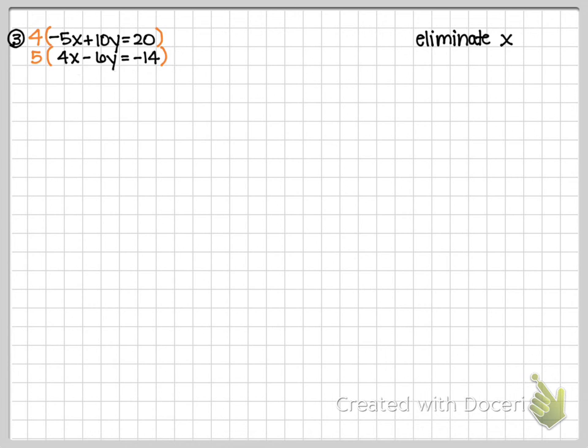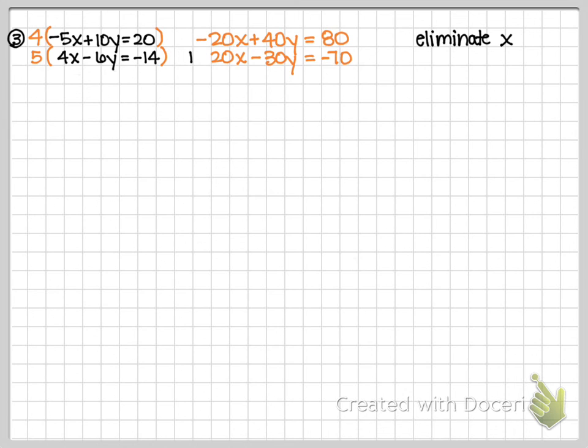So that's going to give me a negative 20x. Remember to go all the way through the equation. Plus 40y equals 80. All the way through. 5 times 4 is 20x. Minus 30y. I think that's a negative 70 when I multiply the 5 and the negative 14.